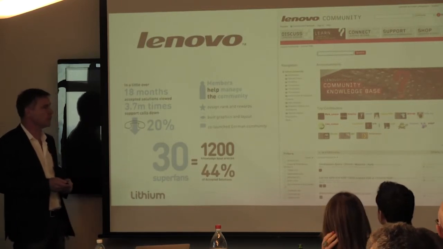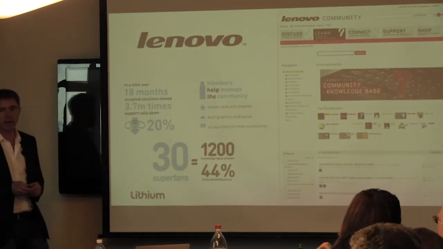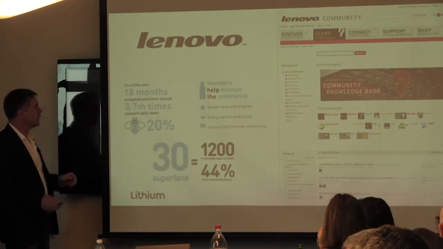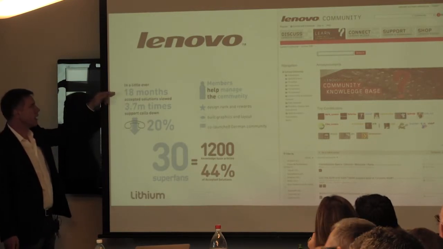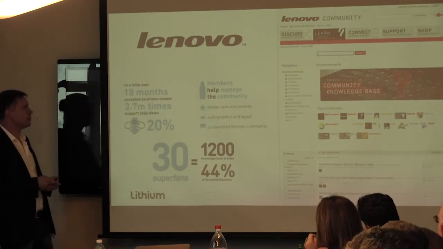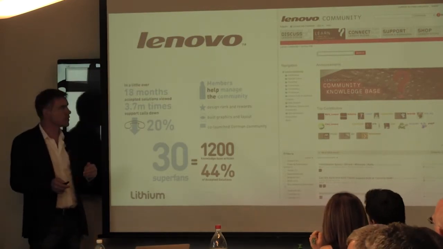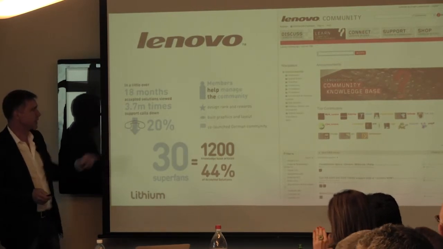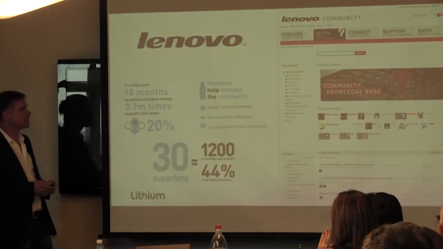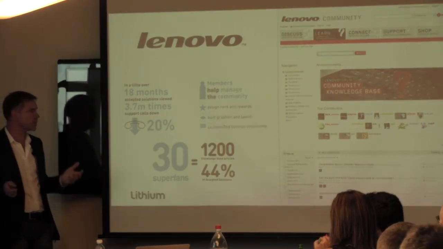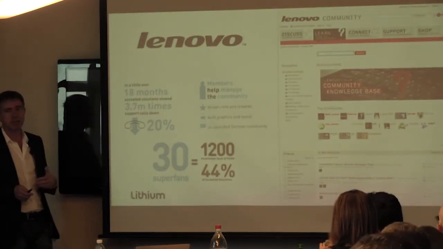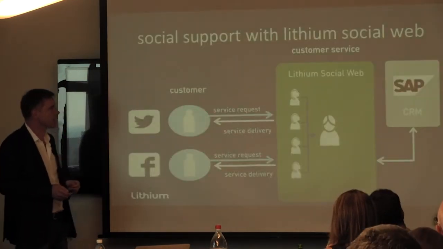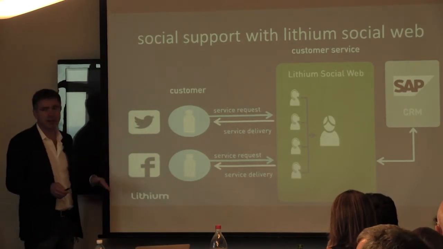The same is true for Lenovo, which is a big provider of laptops and PCs. In a little over 18 months, 3.7 million customer service requests were served by community-provided solutions, and their support costs are down by 20%. And this is amazing. Imagine how much money you can save simply by using social support. And there are two ways to provide social support.